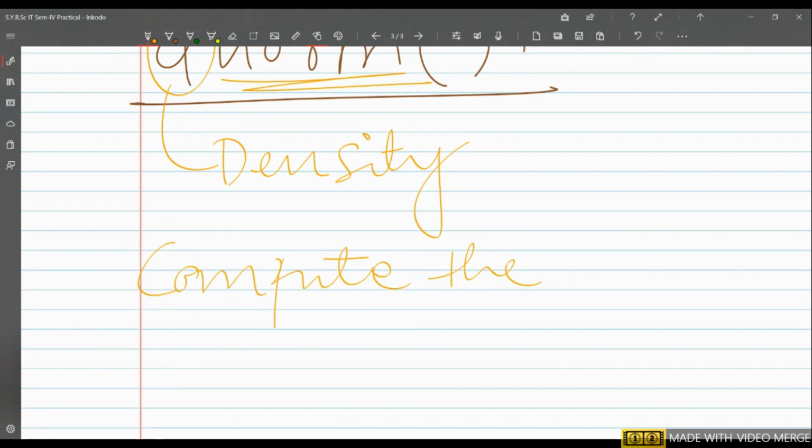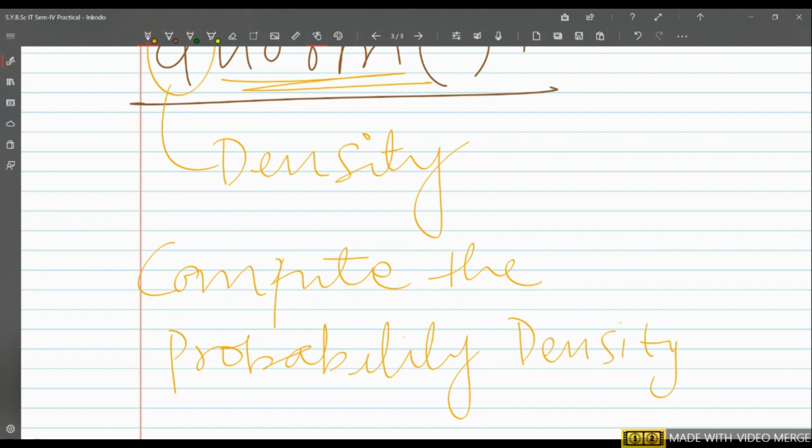the probability density function for the given normal distribution. What does this probability density function represent? Probability density function actually represents the probability of a random number within the range of the normal distribution.